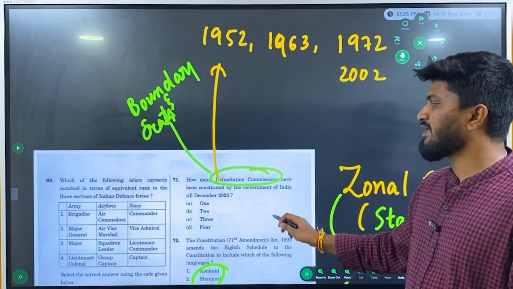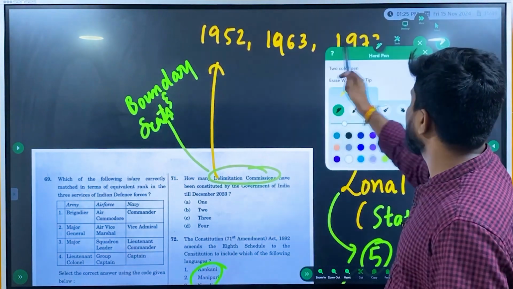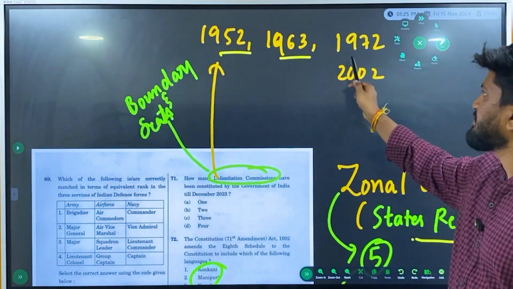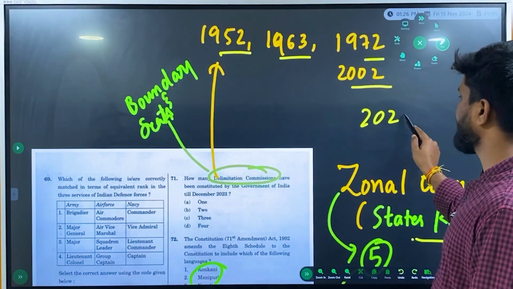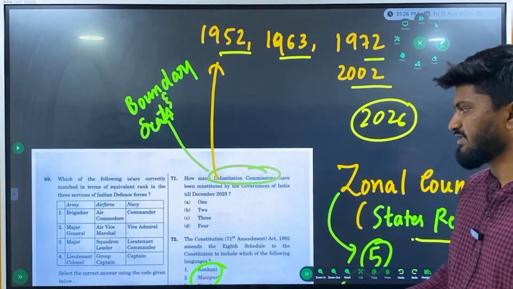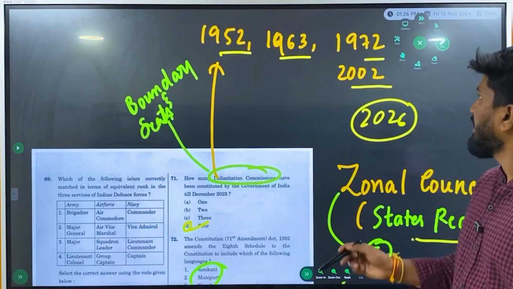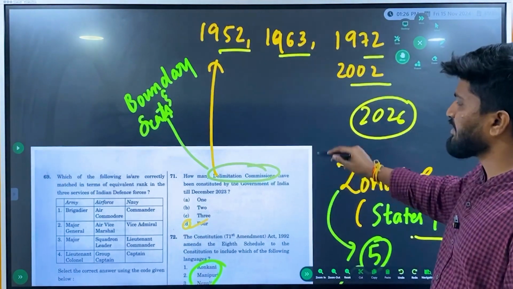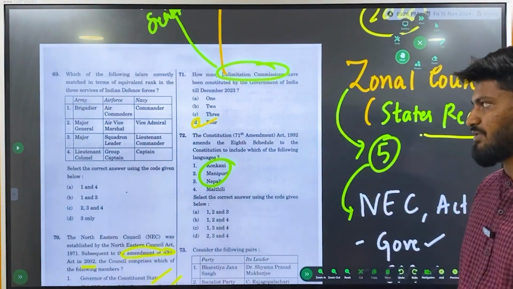So they are asking how many have been constituted already. The first one was constituted in 1952, and then 63, 72, 2002, and the next one will be constituted in 2026. So at present, 4 have already been constituted. So the correct answer will be 4. Okay, so this is a factual question. If you are thorough with your Delimitation Commission Acts, with your Parliament chapter, you would be able to answer this properly.